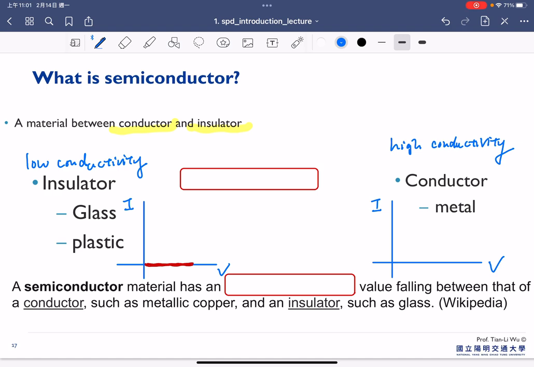And the conductor means that there's a very high conductivity. That means when we apply a very small voltage, there's already a high current going through. So the curve here should be very, very steep, like here, because a small voltage already gives us a very high current. And usually the slope of this curve is our resistance. So resistance is one over our conductivity. So this is another term called the resistivity, 阻值, which is one over our conductivity.